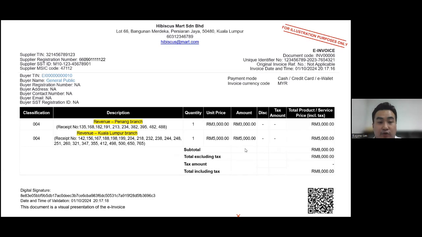Then let's say you have two branches, a Penang branch and a KL branch. All the receipts and invoices you issue, you can split the numbers into the two branches and present it like this. This is what we call the consolidated e-invoice. If you look at the buyer name, it's general public. The rest of the information, just put as not applicable.